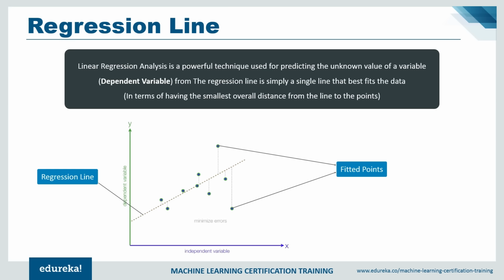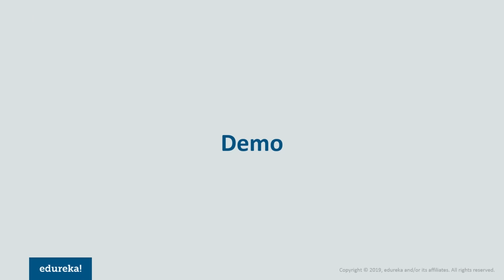If we have a look at the distance between the point and the regression line, what this line shows is the deviation from the regression line, so exactly how far the point is from the regression line. So let's understand a simple use case of linear regression with the help of a demo.